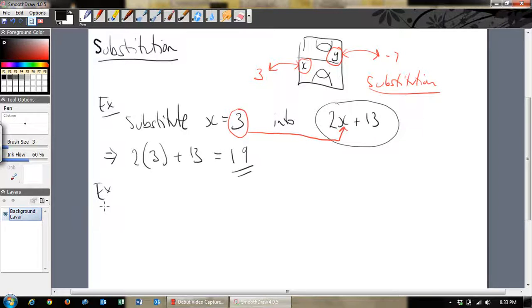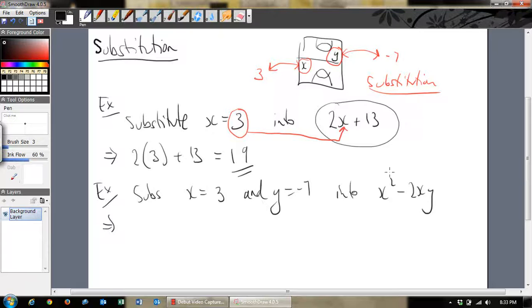Okay, I'll do a bit of a harder one. Substitute x equals 3, obviously I'll use these exact ones from above, and y equals -7 into x squared minus 2xy. Okay, let's substitute those values in. Firstly, we've got x squared, but instead of writing x, we're going to write 3. So that will be 3 squared minus 2 times, remember this means 2 times x times y. So 2 times x, what was x? x is 3, times y.